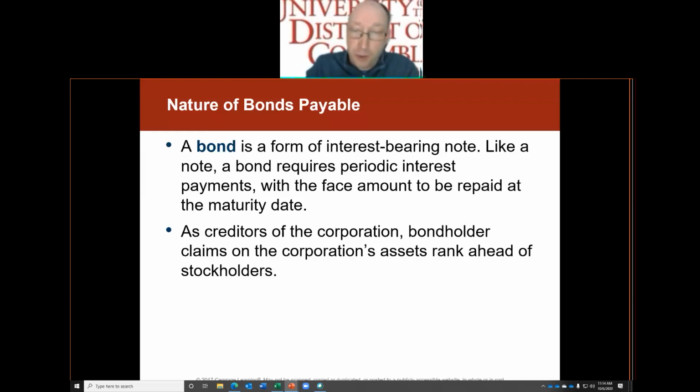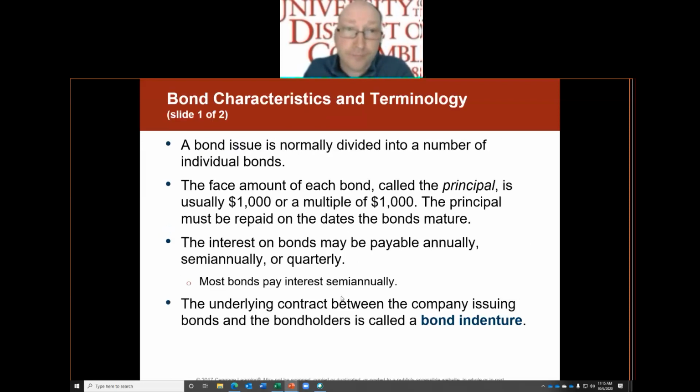Creditors of the corporation are called bondholders, and they have claims to the corporation's assets ahead of the stockholders. What does that mean? In the event of bankruptcy or the business goes out of business for whatever reason, the first people to get paid back are bondholders. They have the first claim to the assets, and they can be repaid through those assets before stockholders get repaid.